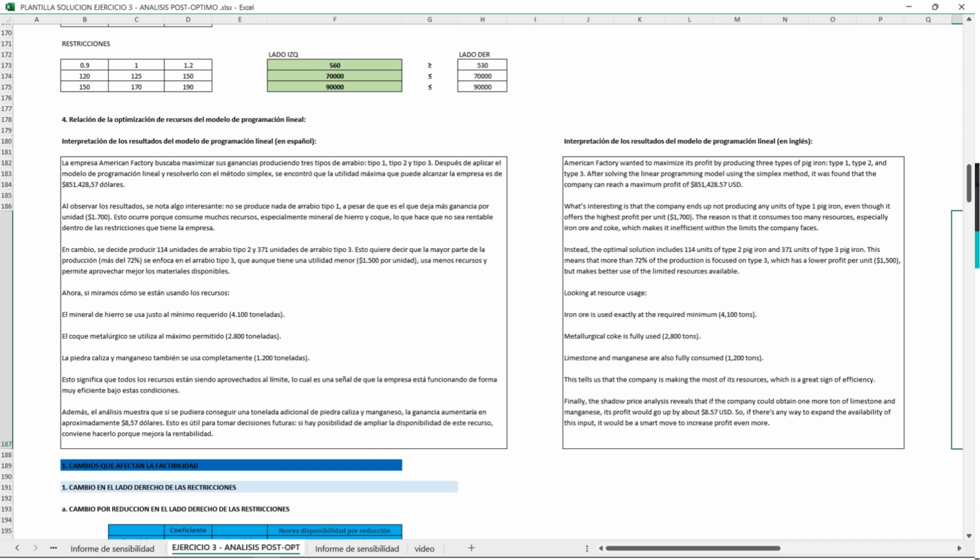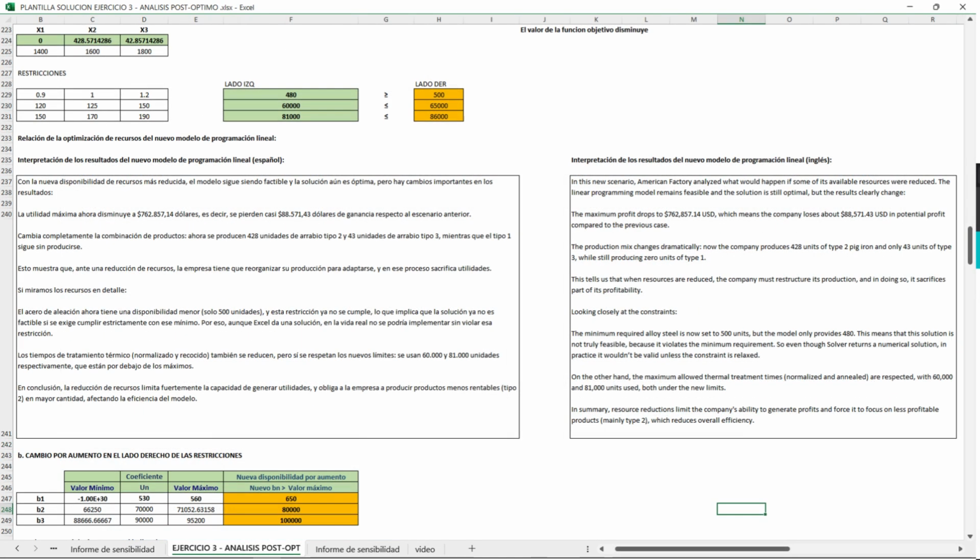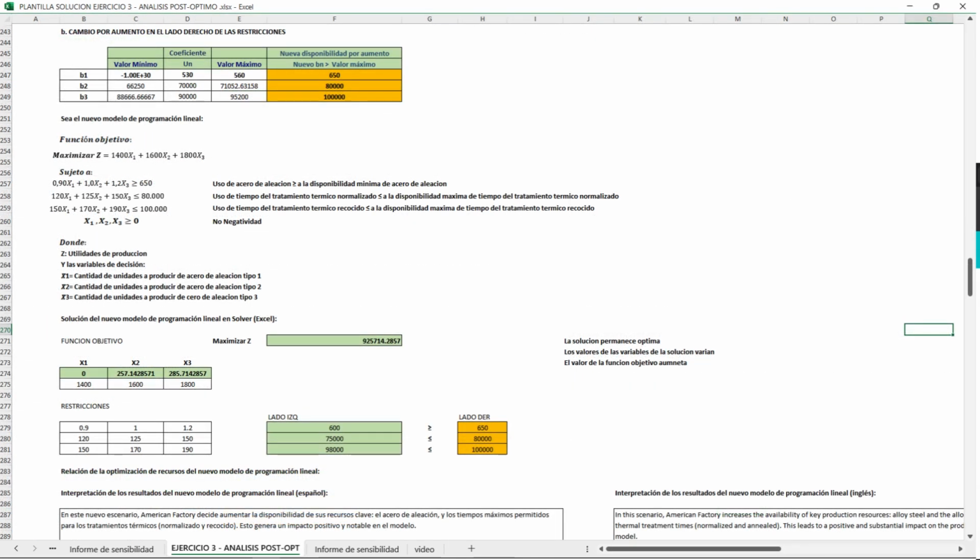Result: the model is still able to adjust to the new resource values, finding an efficient solution within the new limits. Despite the changes, production remained balanced, ensuring profitability and optimal resource use. 3. Increase in the right-hand side of the constraints. Result: the increase in resources allowed for an expansion in production, maintaining the optimal solution and generating an increase in total utility.